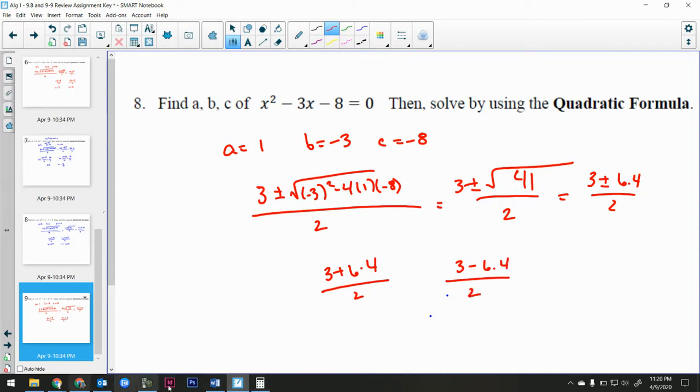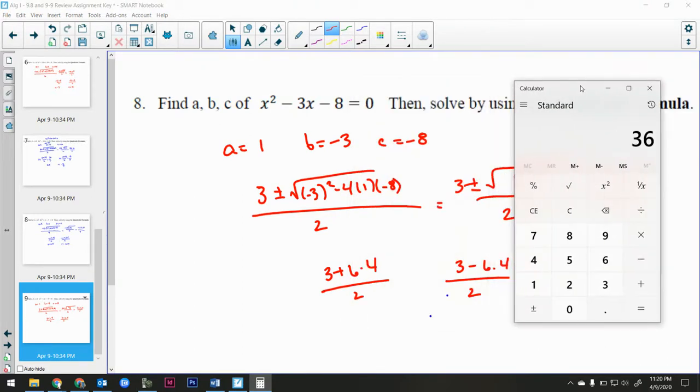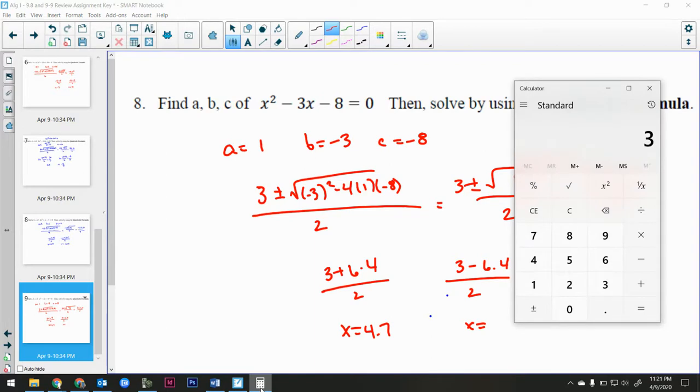Okay, so what's 3 plus 6.4? 9.4. 9.4 over 2 is equal to 4.7. And then 3 minus 6.4, right? 3 minus 6.4 over 2 is negative 1.7.